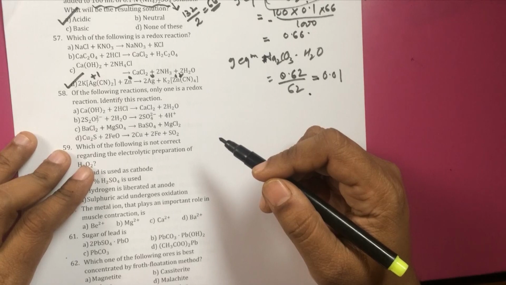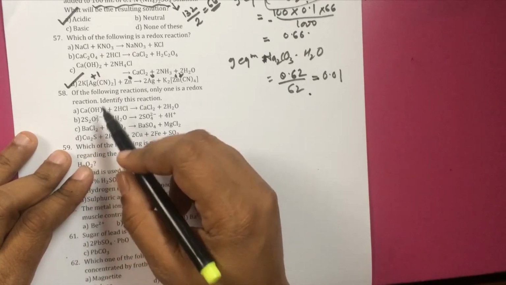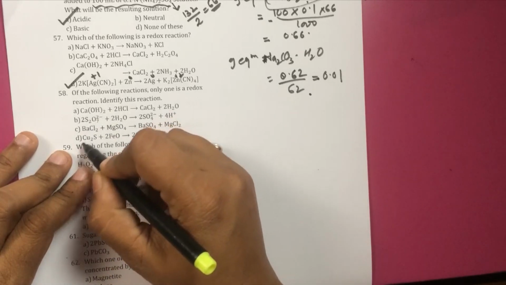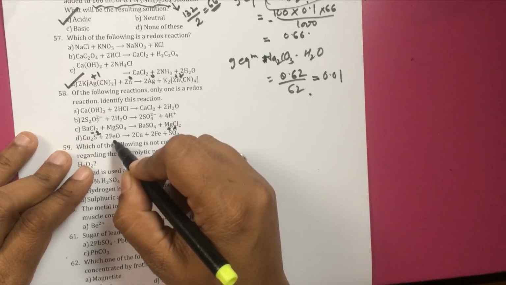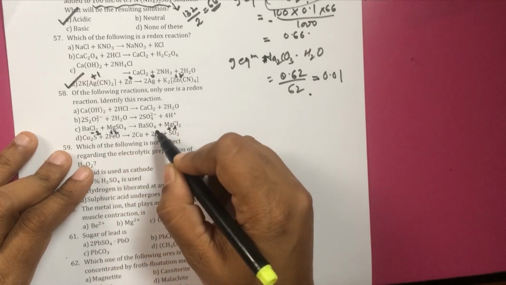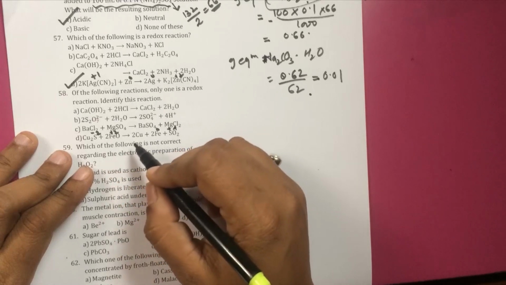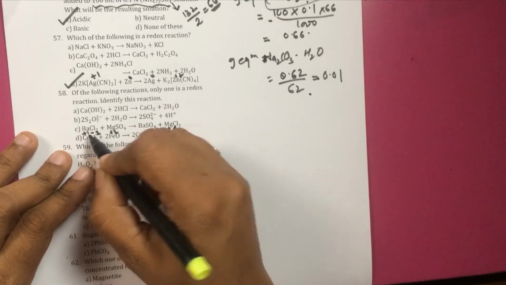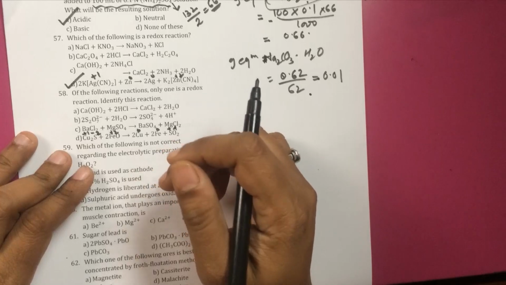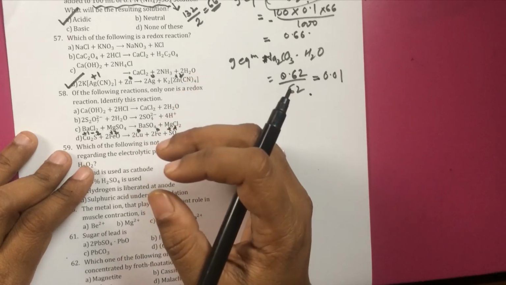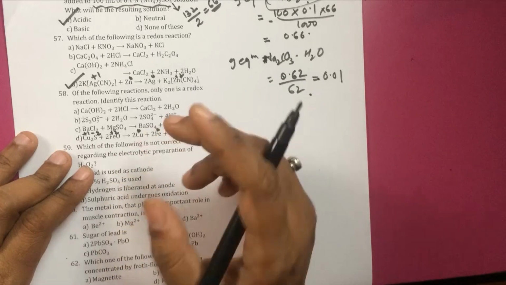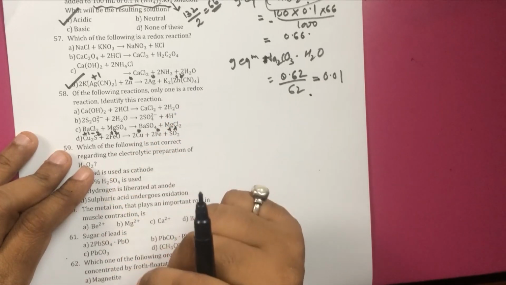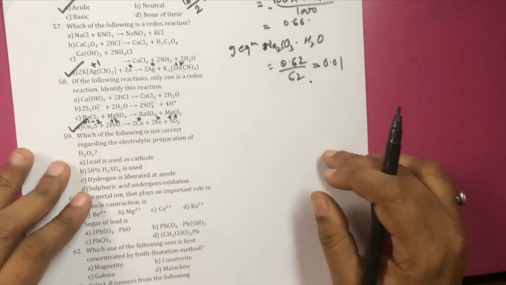Question number 58. Of the following reactions, only one is the redox reaction. Identify it. If you compare the different oxidation states, over here in option D, sulfur is -2, which is becoming +4, while the iron, which was +2, is becoming 0. Even the copper is +1 here, which is becoming 0. So this is the reaction where the iron and copper are undergoing reduction and the sulfur is undergoing oxidation. Therefore it's a redox reaction, option D.